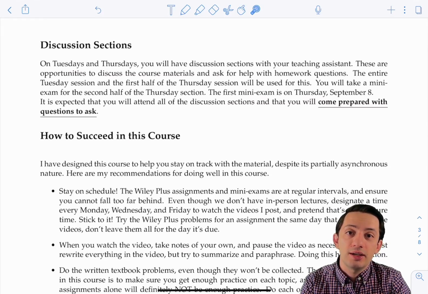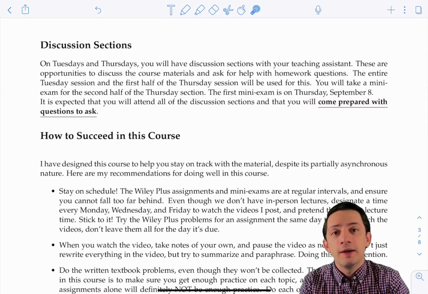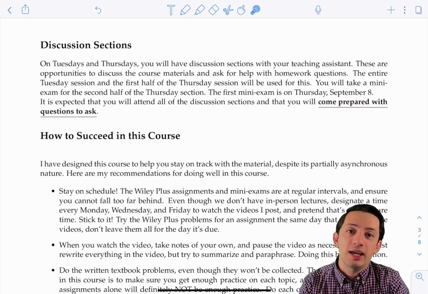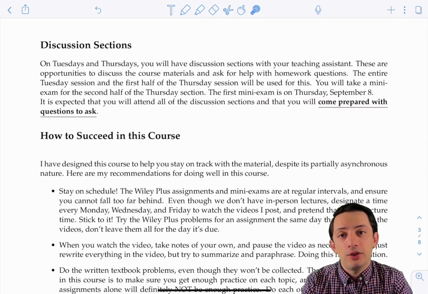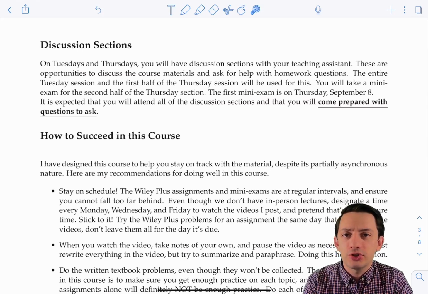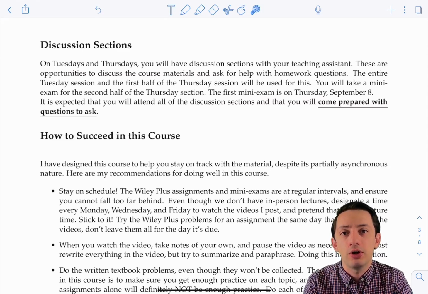On Thursdays, the discussion section will be split basically half and half. It will start with your TA answering questions, and at the end, we will take a mini exam. So I'll talk more about this in a little bit. But the course, because of this weird nature, because it's asynchronous, and because I want to make sure that you're staying kept up with the material, we're not going to have any giant big exams like you might be used to. Instead, we're going to have a mini exam each week in the discussion section.